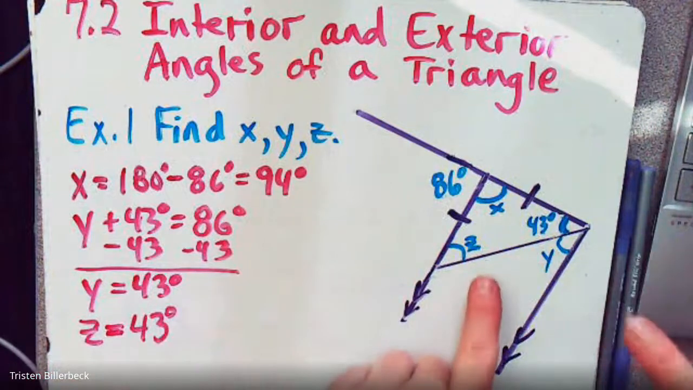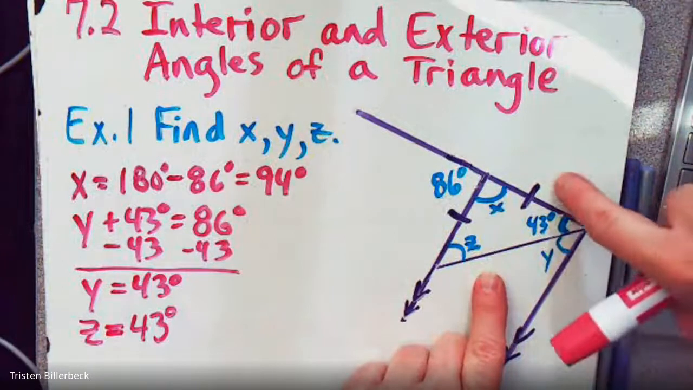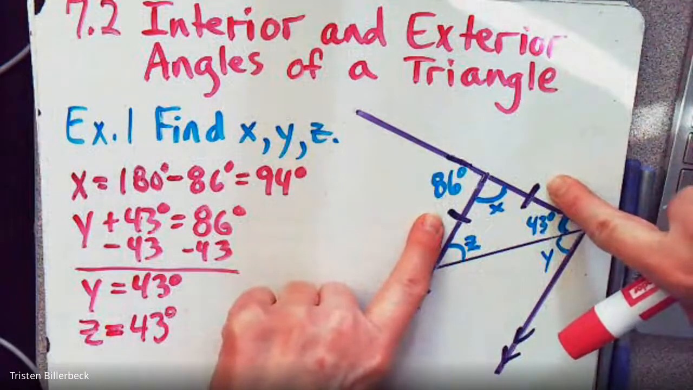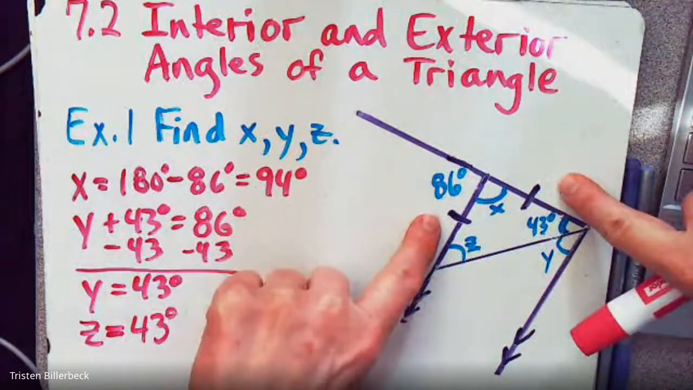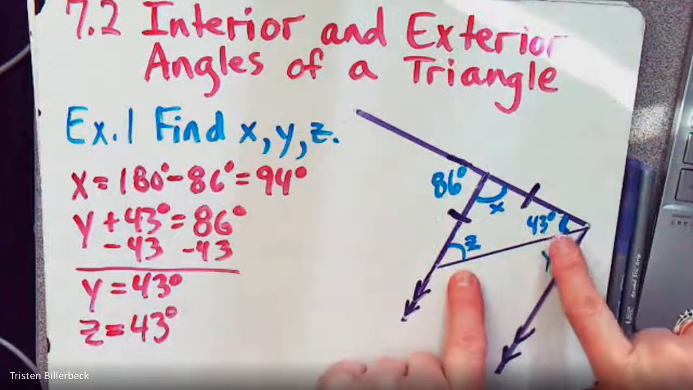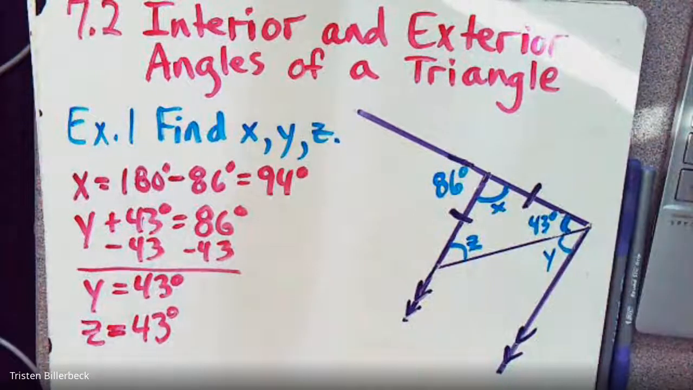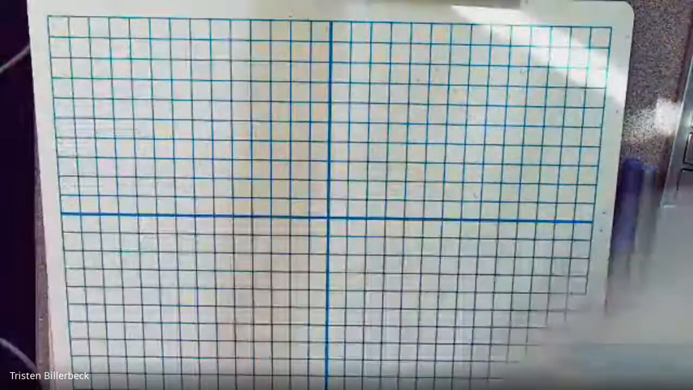That's 43 degrees, that's 43 degrees, and this is an isosceles triangle because it has two sides that are the same. If they have two sides the same, then their base angles, z and 43 degrees, are also the same. That's one of the rules of isosceles triangles.